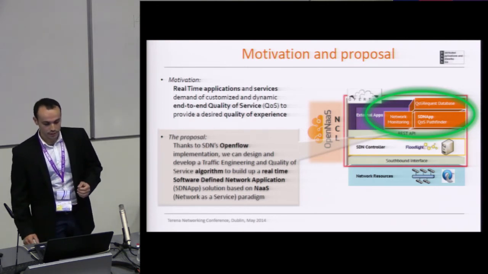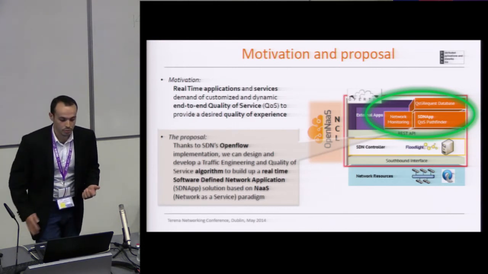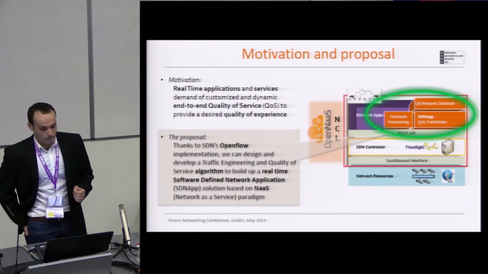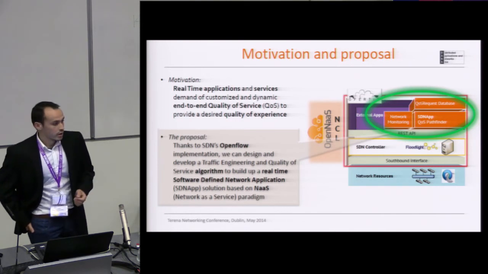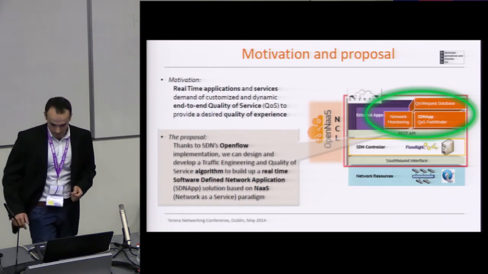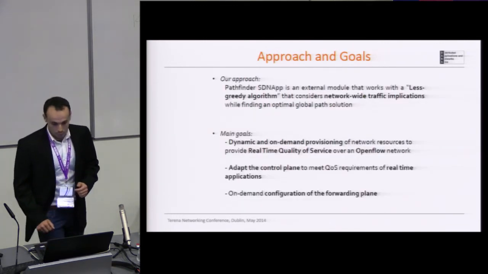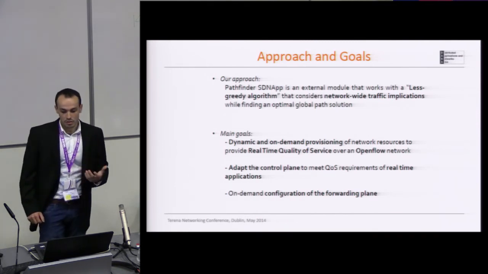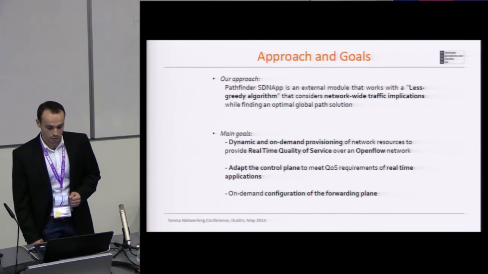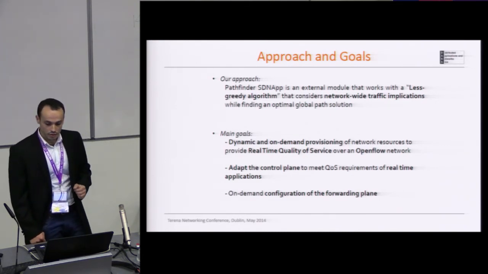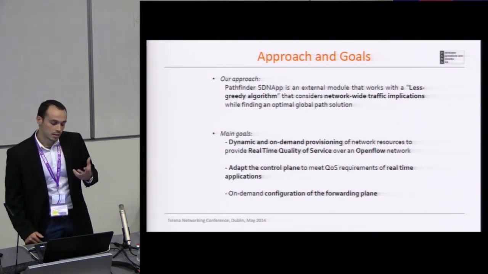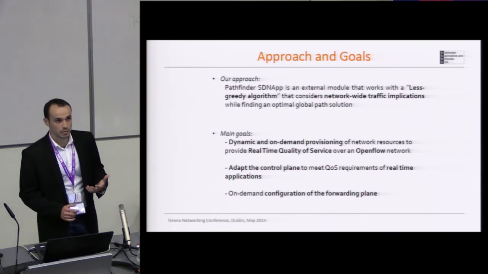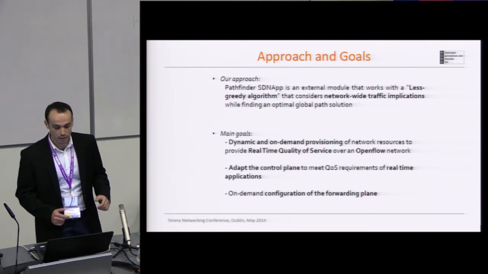And here is our proposal: thanks to OpenNaaS's OpenFlow implementation, we researched and developed a traffic engineering and quality of service algorithm to build a real-time OpenNaaS application, to get a solution based on the network as a service paradigm. Our approach makes use of an external model built on top of an SDN controller, and it works in a less greedy algorithm approach. We call it less greedy because in reality it's a greedy algorithm, but we make use of mechanisms to make it less greedy.